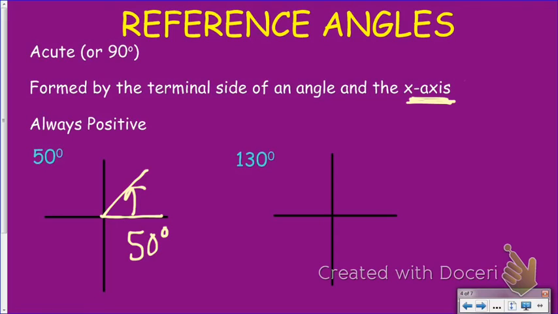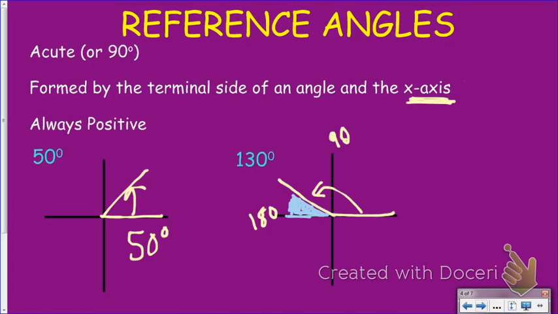But let's look at a 130-degree angle. So we need to figure out first, in which quadrant will the terminal side of this angle fall? So I know my initial side's always at 0, here's 90, and here's 180. So that means the terminal side of this angle is going to fall in quadrant 2. And I know that this part right here is 130 degrees. The reference angle, though, again, is going to be the part made by the terminal side and the x-axis. So I'm looking for how many degrees are in this little piece right here.